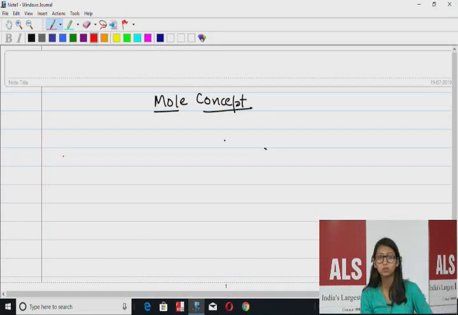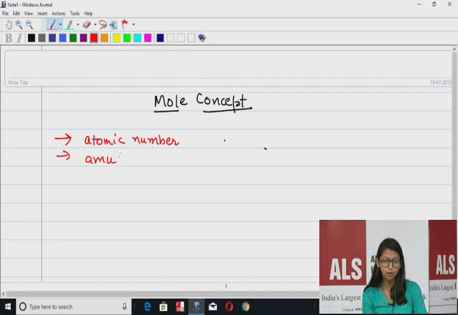I'm just going to write a few things which we have discussed so far. In the starting we talked about how you should at least remember the first 20 atomic numbers. It's very, very important to learn what the atomic number is. So we have discussed the atomic numbers. We have discussed the atomic mass unit, AMU, I'm writing.